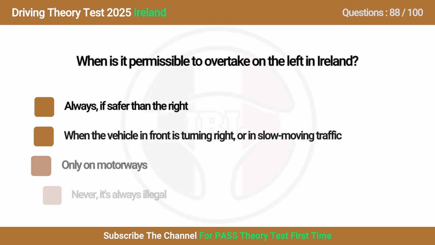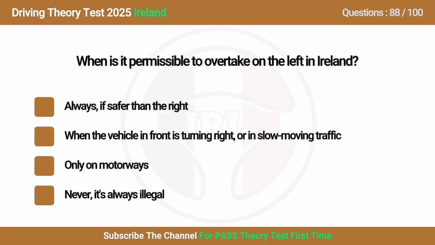Question 88. When is it permissible to overtake on the left in Ireland? A. Always, if safer than the right. B. When the vehicle in front is turning right or in slow-moving traffic. C. Only on motorways. D. Never, it's always illegal.